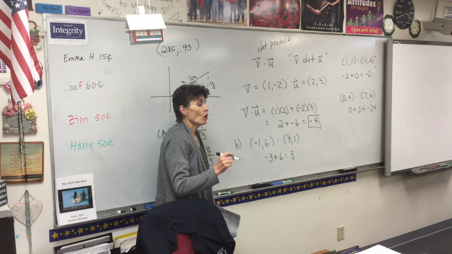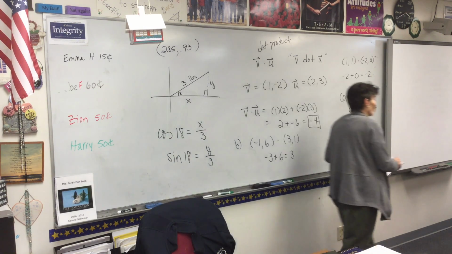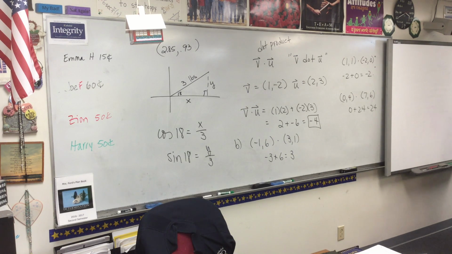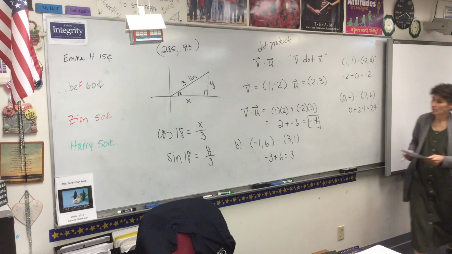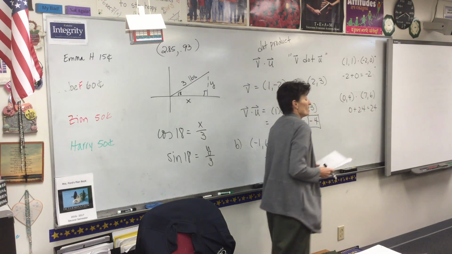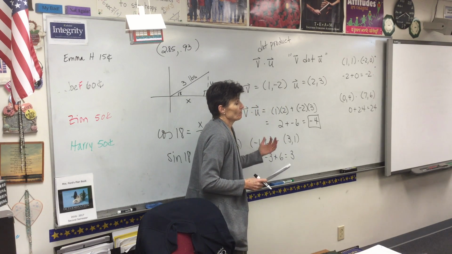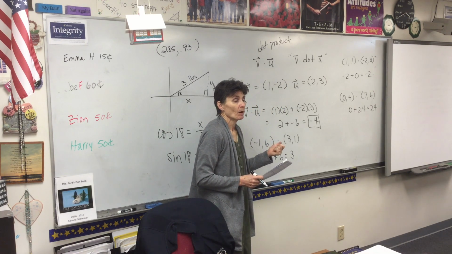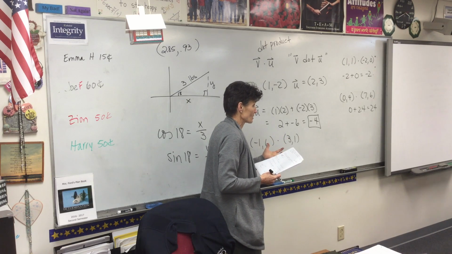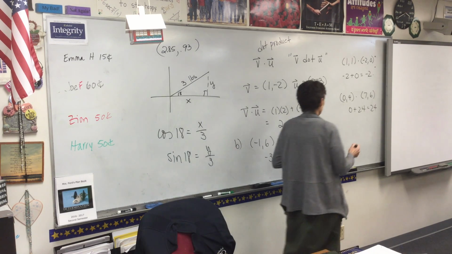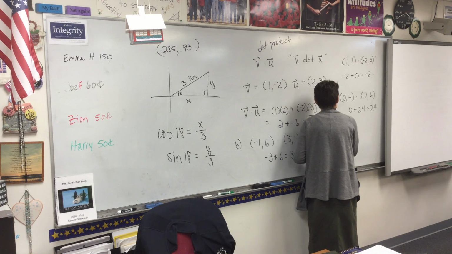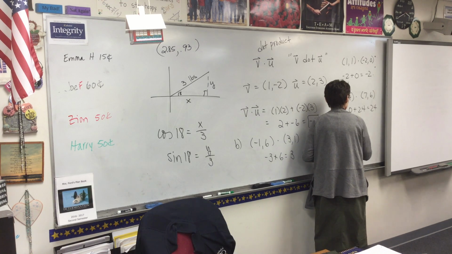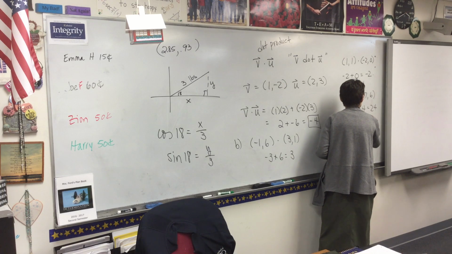All right, now we're going to talk quickly about what kind of information the dot product gives me. What information does the dot product give me? Lots of information. But one of the big uses of the dot product is to find angles. If the dot product is positive, if v dot u is a positive number, then the angle will be acute.